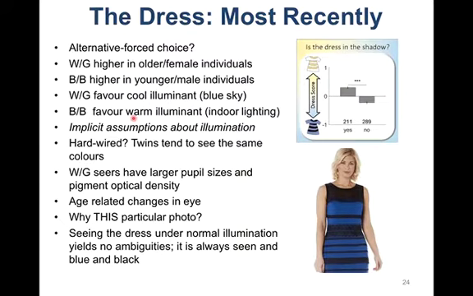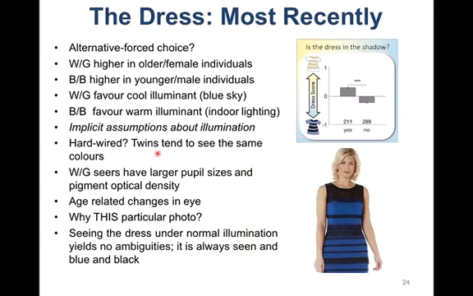So the assumptions that your brain, with or without your conscious input, makes about the illuminant is what determines largely white and gold versus black and blue. Okay, so I've italicized that for you here.